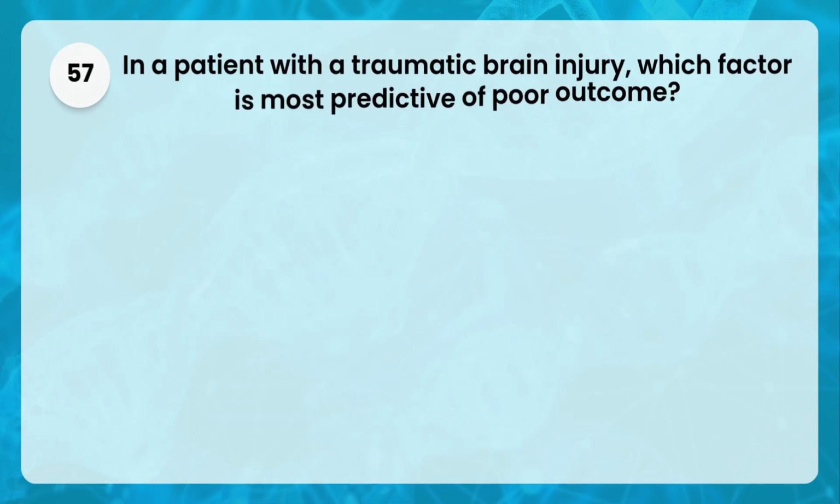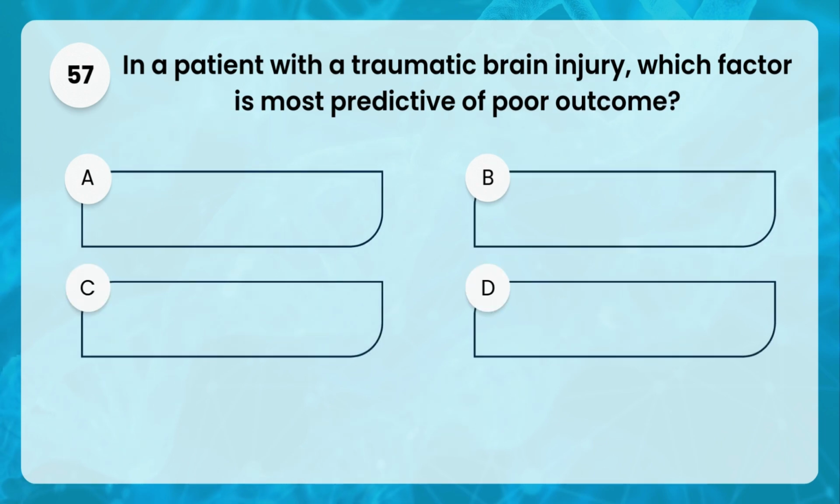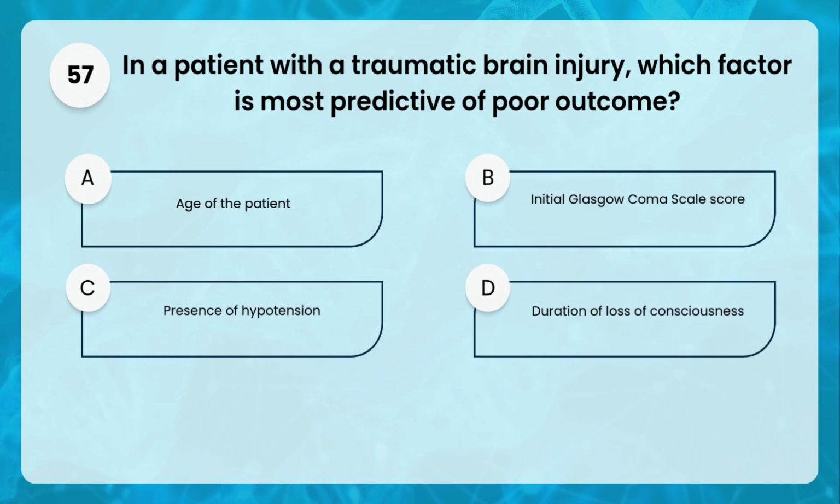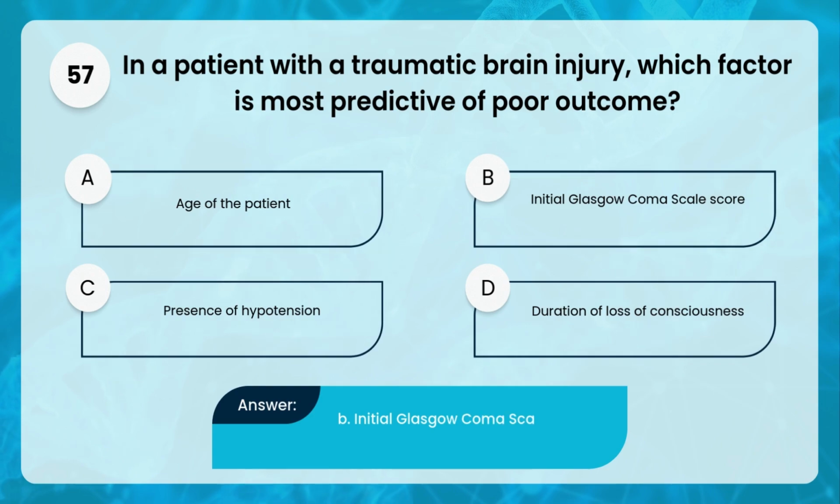57. In a patient with a traumatic brain injury, which factor is most predictive of poor outcome? A. Age of the patient. B. Initial Glasgow Coma Scale score. C. Presence of hypotension. Or D. Duration of loss of consciousness. The answer is B. Initial Glasgow Coma Scale score.